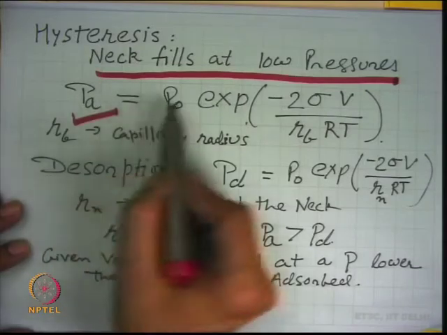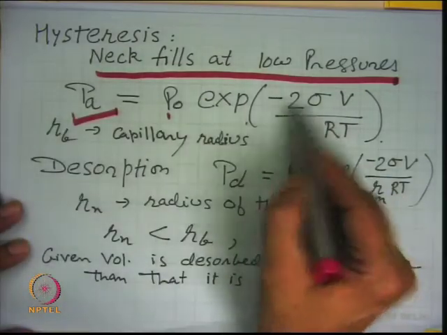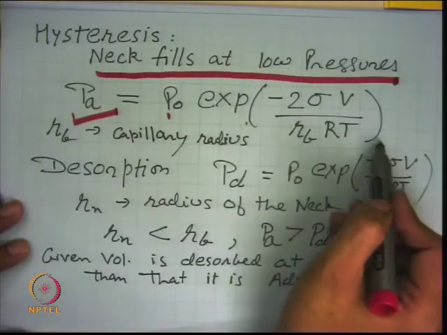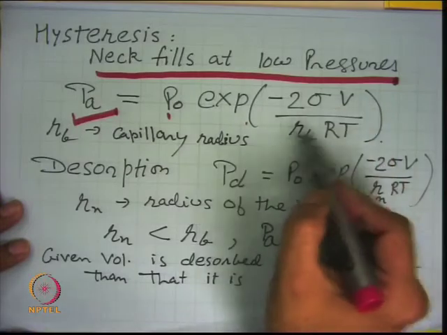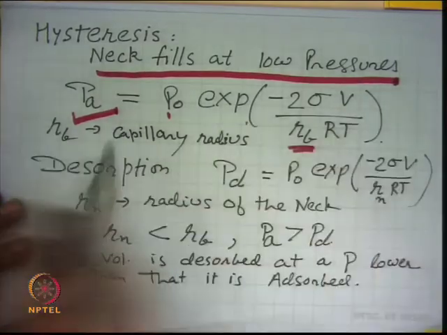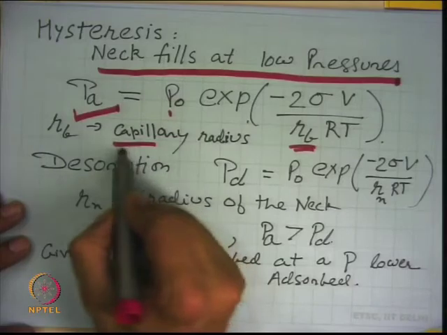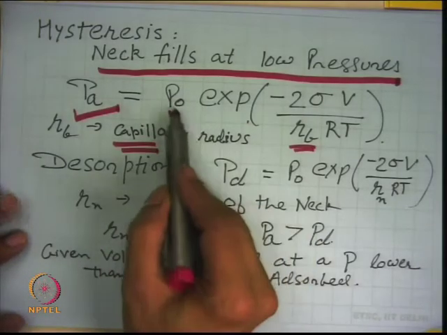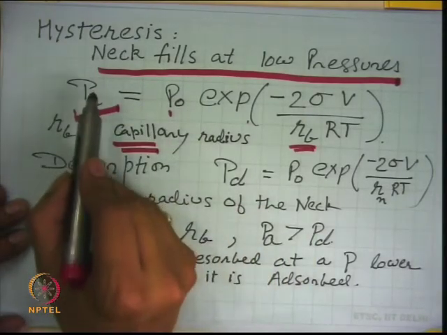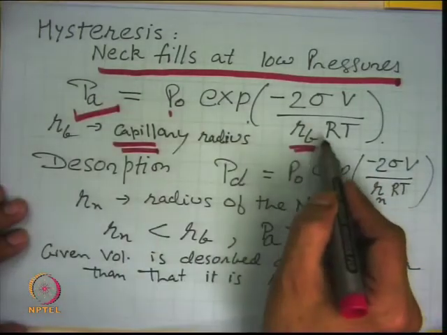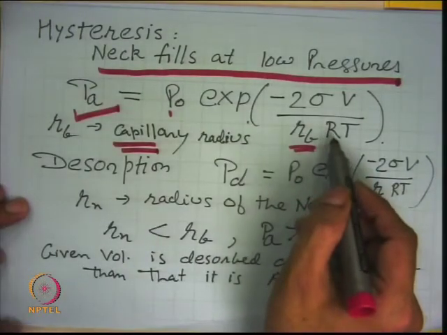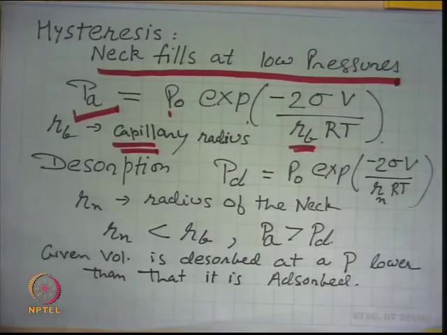So, that time it was log of P by P 0 is equal to minus 2 sigma V upon R B R T. So, V is the volume of the liquid adsorbed, R B is the radius of that capillary, right. So, this is P A, the adsorption pressure, which is related to the radius of that capillary, right. Now, when there is a desorption, right.